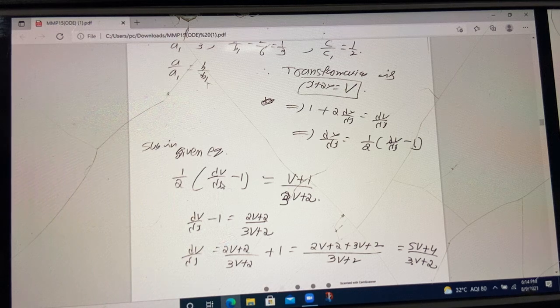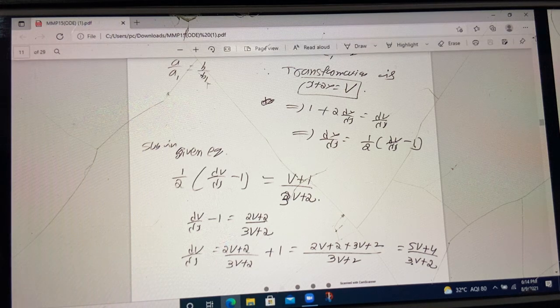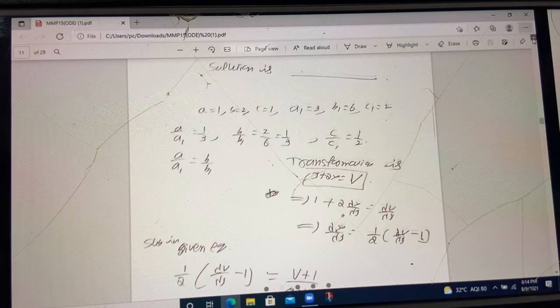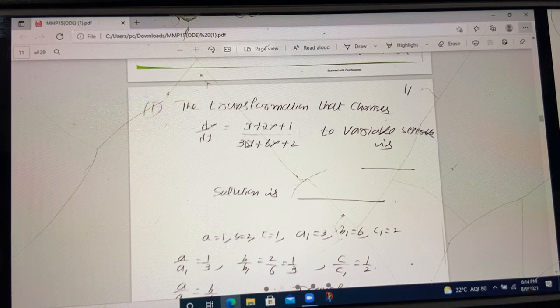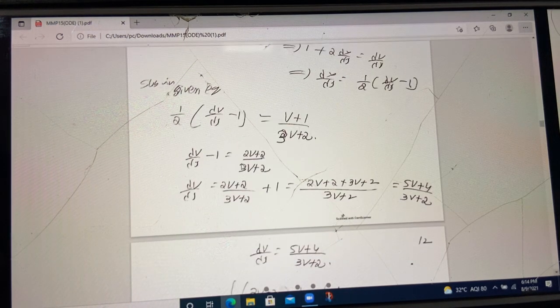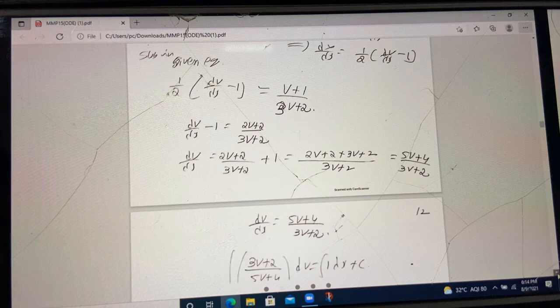Now substitute in the given equation. Instead of dy by dx on the left side, substitute this. On the numerator, it is v + 1. Here you can take 3 common: x + 2y, so 3v + 2. So v + 1 by 3v + 2. Now take it to the right side, take the LCM. Now apply variable separable. What is the purpose of the transformation?